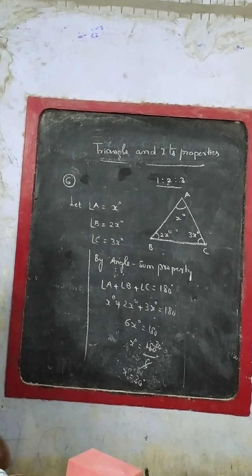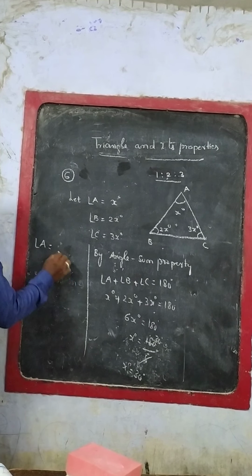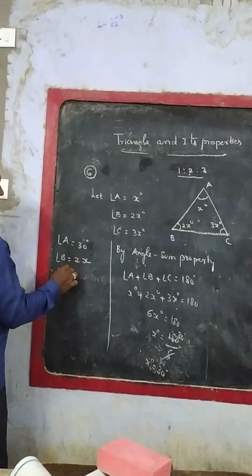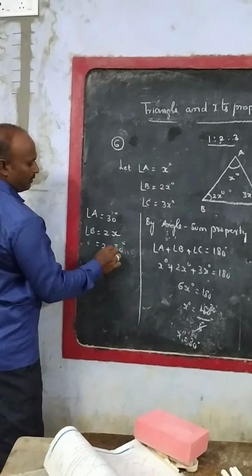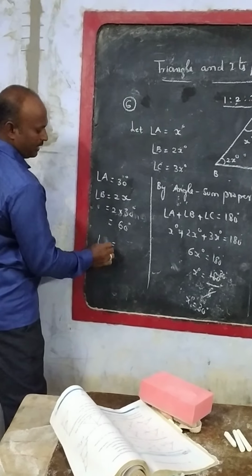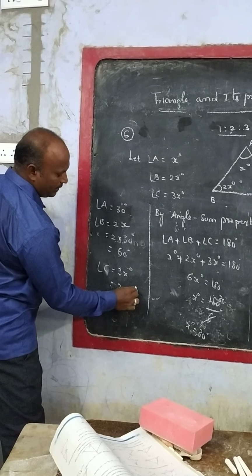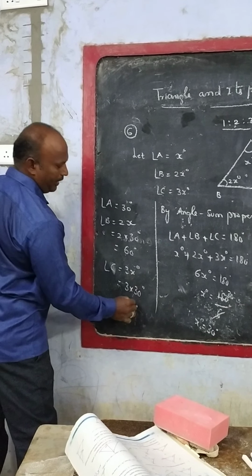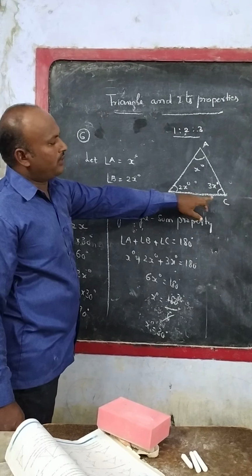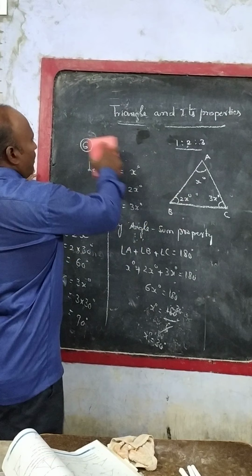Next we have to find the three angles. Here angle A is equal to x degrees. Here x degrees we found to be 30. Angle A is equal to 30. Angle B is equal to 2x, 2 into 30 degrees, that is 60 degrees. Angle C is equal to 3x degrees, that is equal to 3 into 30, 90 degrees. So angle A is 30, angle B is 60, angle C is 90. So this is a right angle triangle.